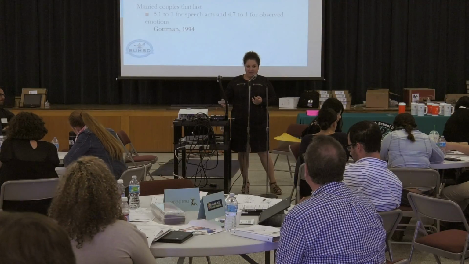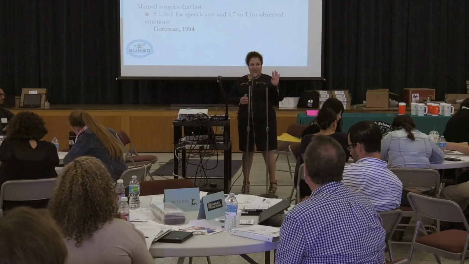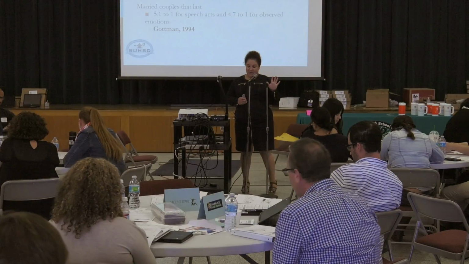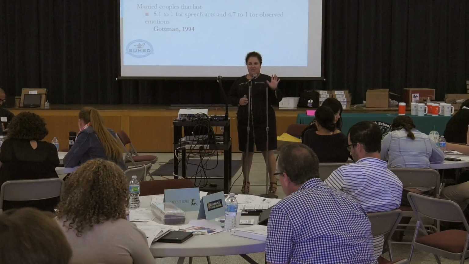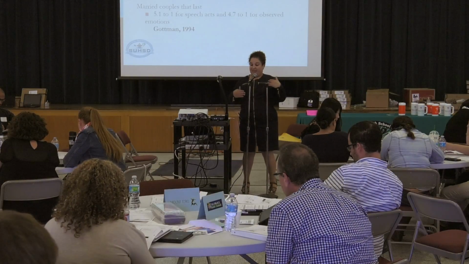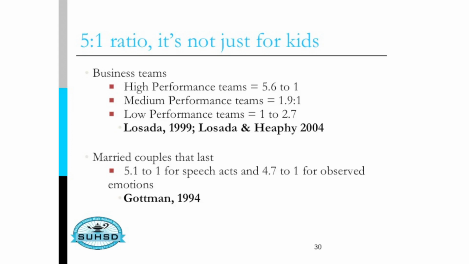The research says you'll hear 4-to-1 or 5-to-1, but it's a good idea to have at least 4 or 5 positive interactions for every behavioral correction or negative interaction you have with a student. So it's inevitable that you're going to have to correct students, but the ones that are corrected a lot, they need a lot more positive interactions between the adults and the students.